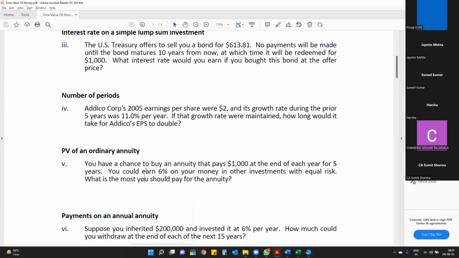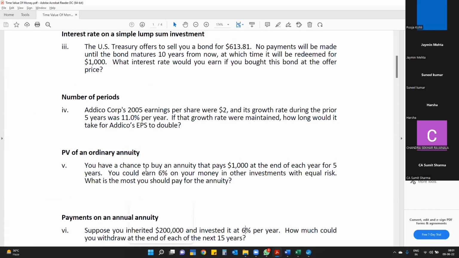Next question is, you have a chance to buy an annuity that pays 1,000 at the end of each year. These questions normally come in the exam because the earlier ones were basic. So you have a chance to buy an annuity that pays 1,000 at the end of each year for 5 years. You could earn 6% on your money in other investments with equal risk. What is the most you should pay for the annuity?